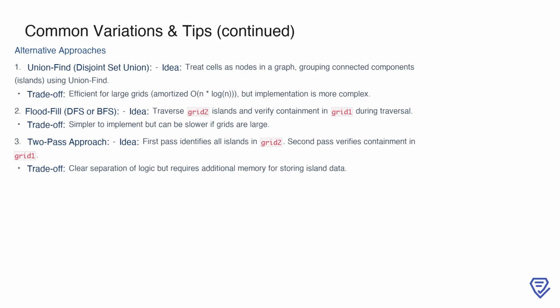Lastly, a two-pass approach can be used. In the first pass, you identify all islands in grid 2, and in the second pass, you verify their containment in grid 1. This separation of logic makes the implementation clear but may require additional memory to store island data.